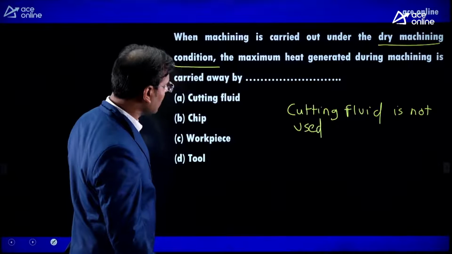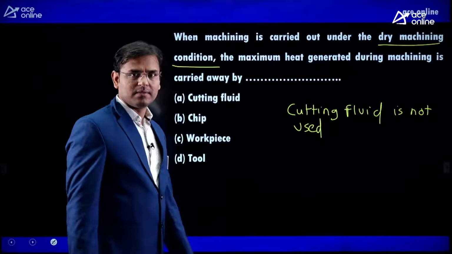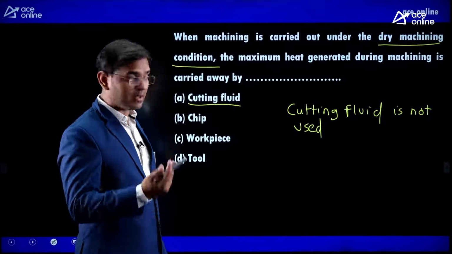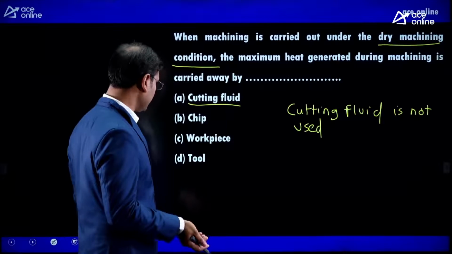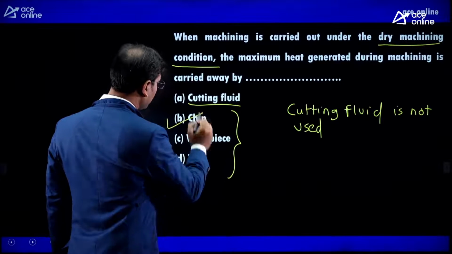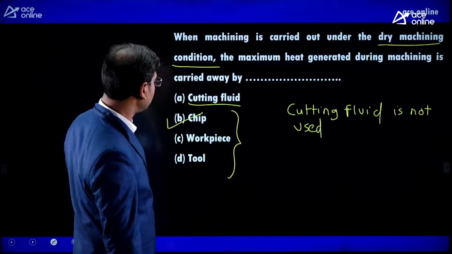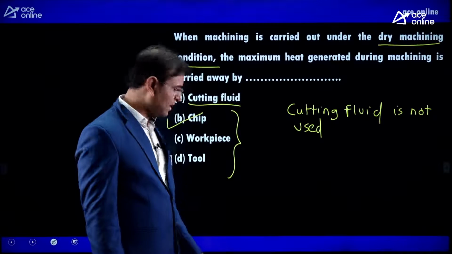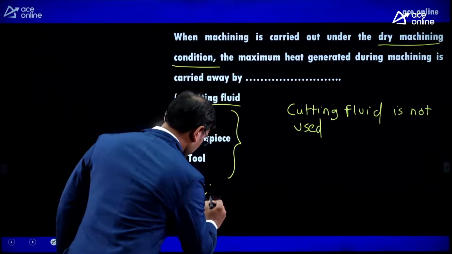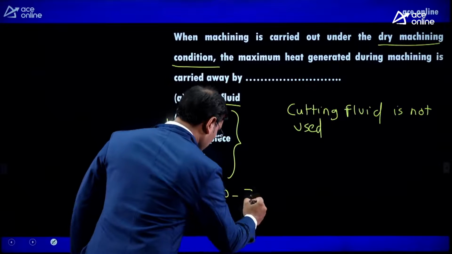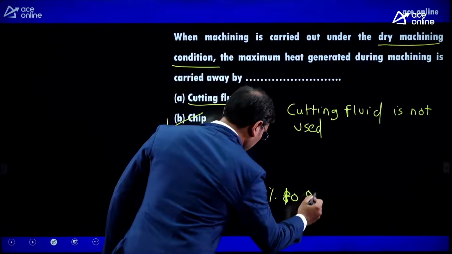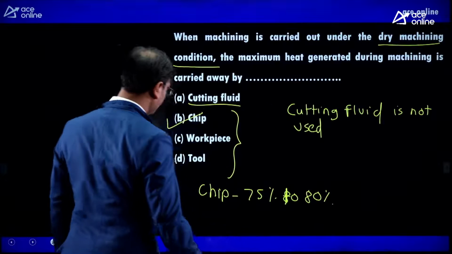The maximum heat generated during machining is carried away by the cutting fluid if we are using it, but here the dry machining condition is there. Then guys, out of the chip, workpiece and tool, the chip is going to carry the maximum heat generated during machining. Just see, the chip is going to carry around 75% to 80% of the heat.